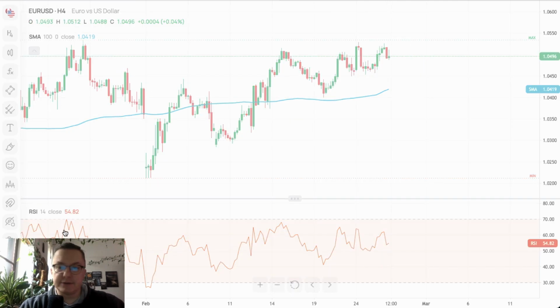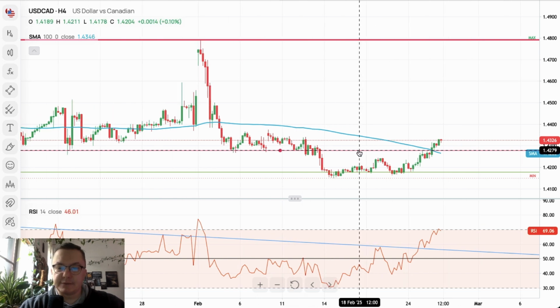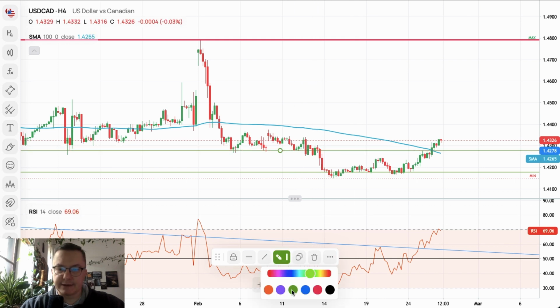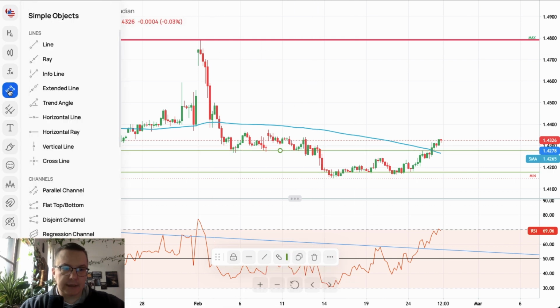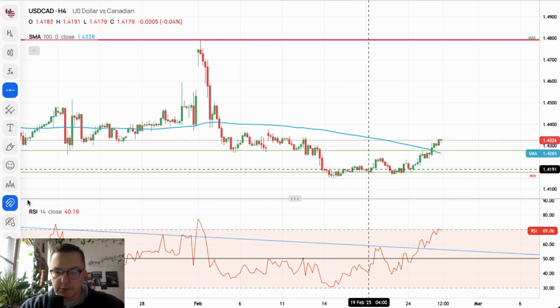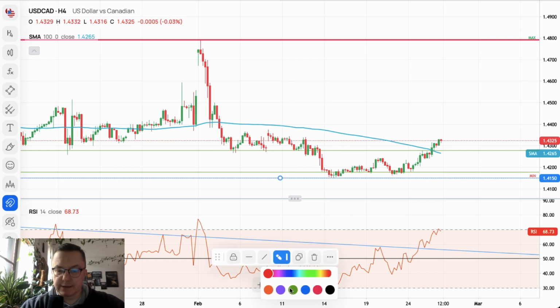Let's take a look at the US dollar to the Canadian dollar. The particular reason why we want to do this is that we broke above the technical resistance at 1.4279. So now it is a technical support. Obviously, we can place one more line here. We got one, but we can place the other one to be more specific. 1.4150 is another technical support.